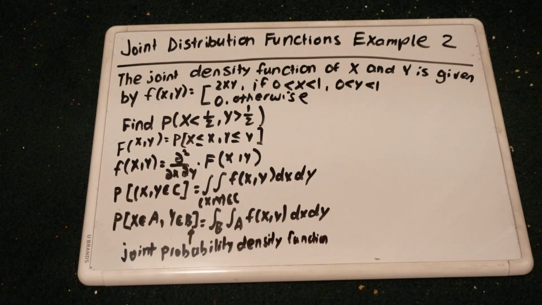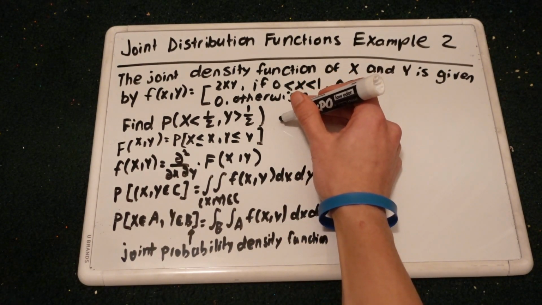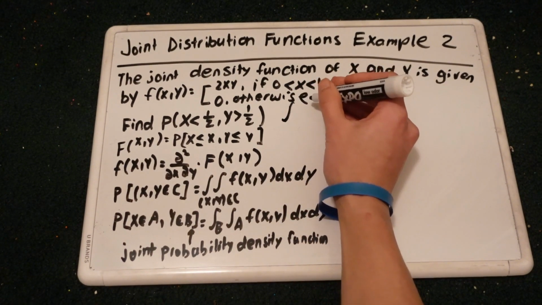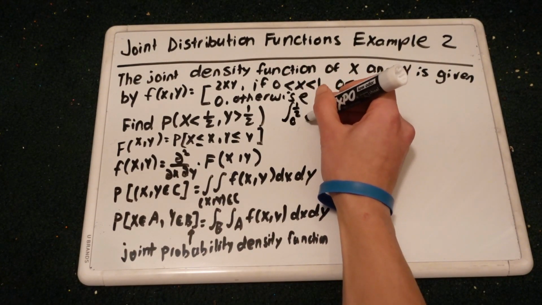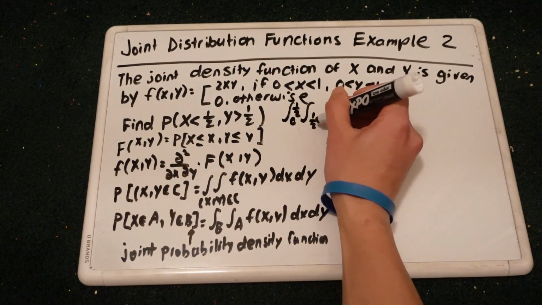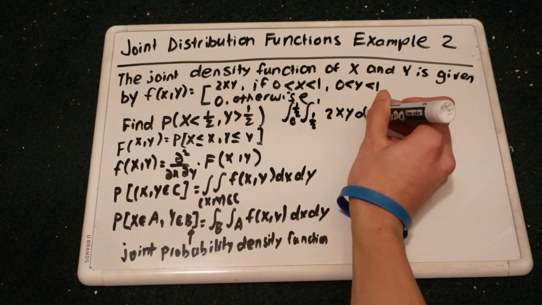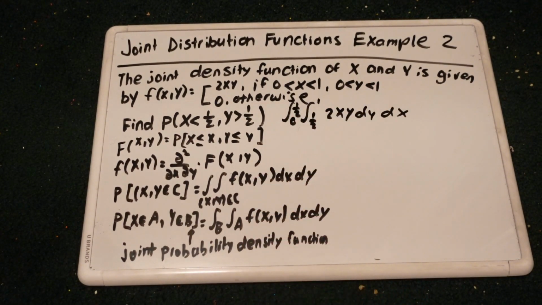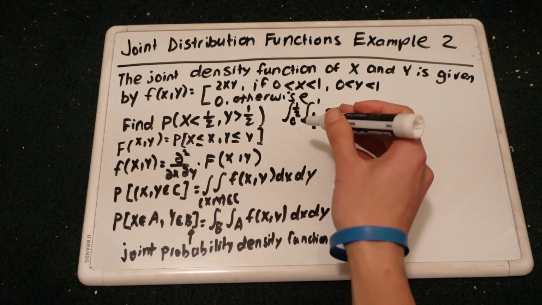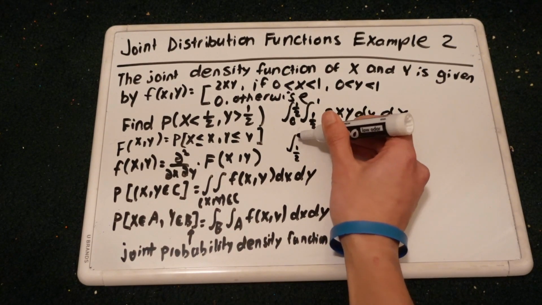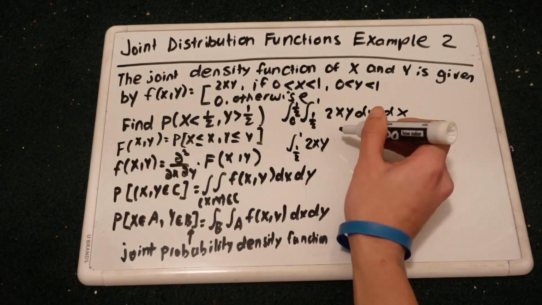Now let's use the joint density function of x and y to find the probability that x is less than a half and y is greater than a half. So let me set up the integral. So this would be 0 to a half, 1/2 to 1, of 2 times x times y dy dx. Now we'll start working with dy first. In other words, the integral from 1/2 to 1 of 2xy dy.